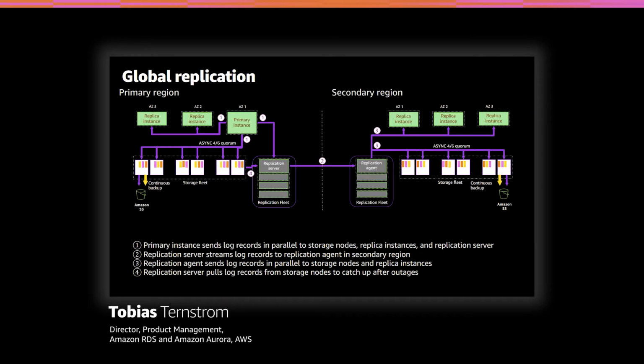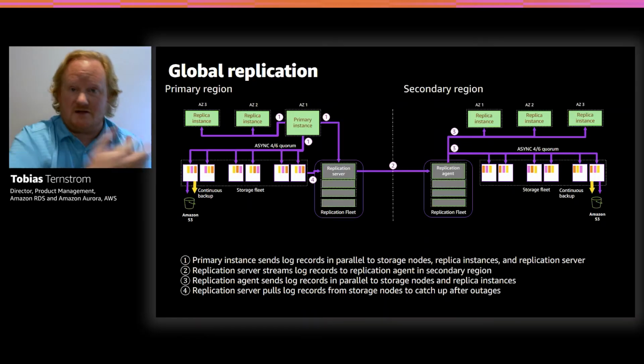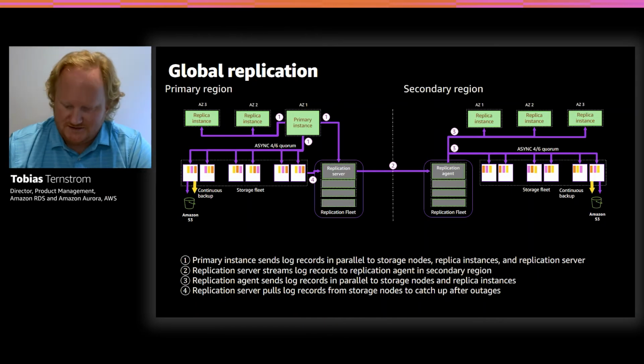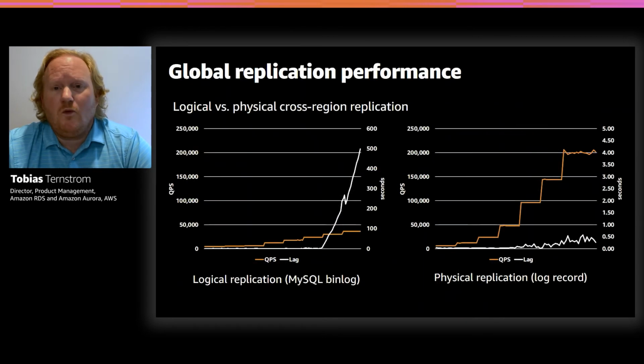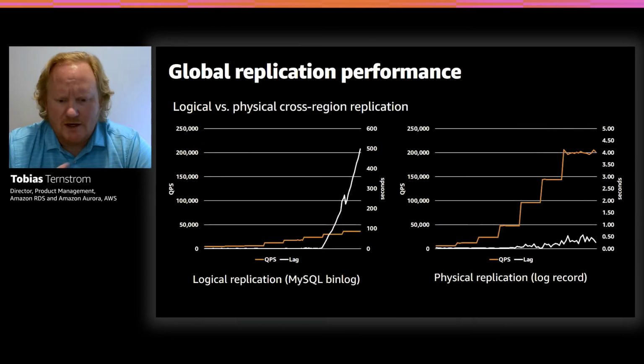So step 4 is, if the replication server doesn't have log records, it's kind of like this gossip protocol for the storage node. It pulls log records it's missing from the storage nodes. There we go. So what about performance? Well, like I mentioned, we can support up to 150,000 writes per second.